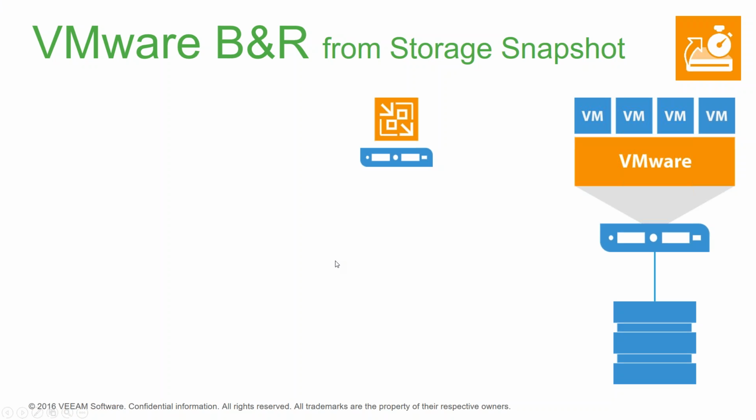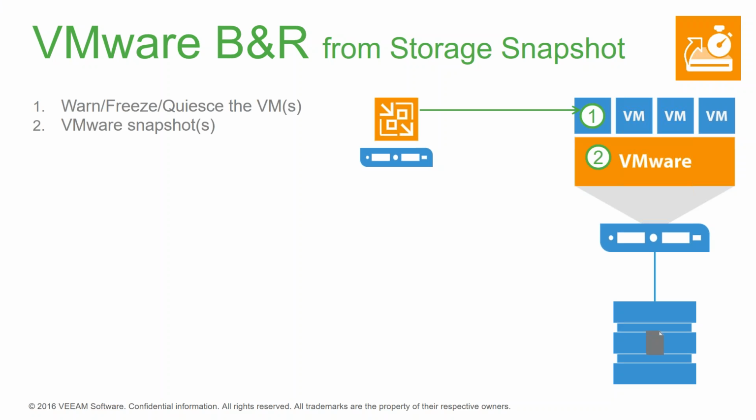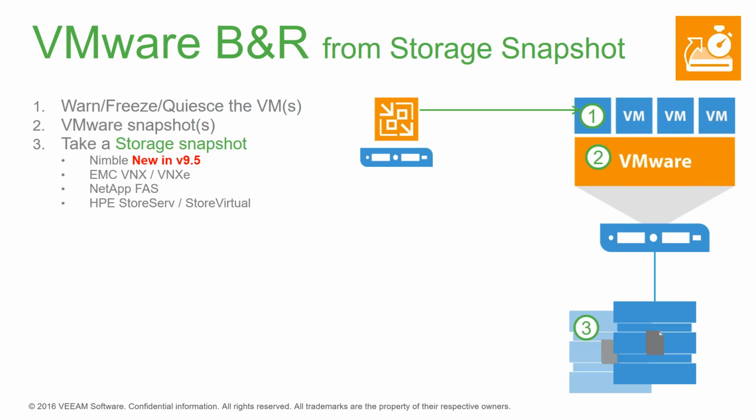Okay, so we're still going to warn, freeze, quiesce the VM. We're still going to take our VMware snapshot. Once that's done, we're going to call the storage device. We're going to say, hey, storage device, can you please take a storage snapshot? Now, this is available on Nimble, Dell EMC VNX, VNXe and Unity, NetApp FAS series, and HPE StoreServ and StoreVirtual.